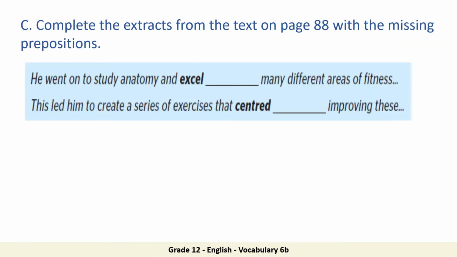Now let's move to the next exercise, which is exercise C. Complete the extracts from the text on page 88 with the missing prepositions. As you see here, we have 2 sentences, and we need to complete them with the correct preposition. Okay? Now pause the video and think about the right answer.